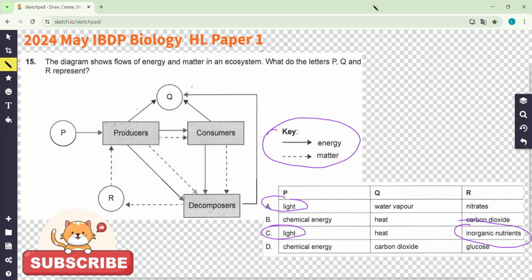All the producer, consumer, decomposer, their mitochondria, they have energy waste, and all of them will waste the energy as, remember, the solid line is energy as heat.